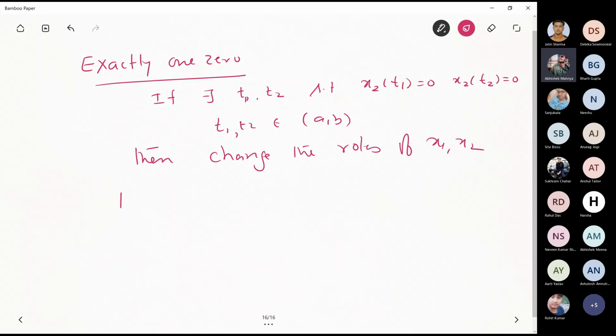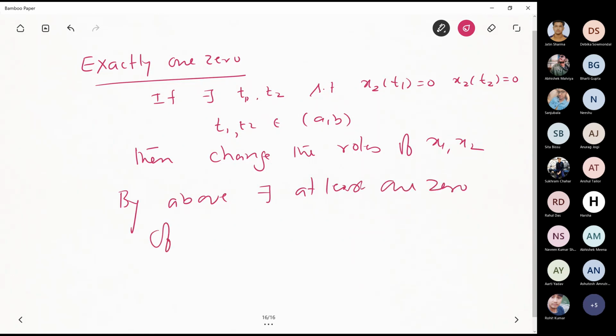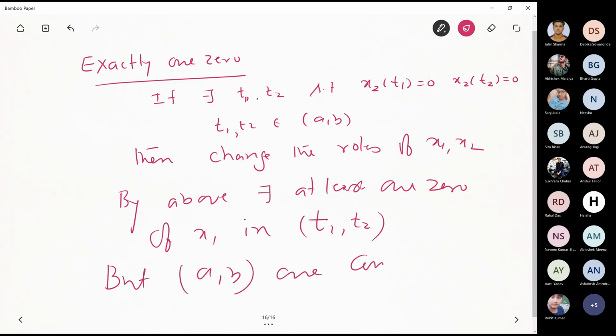Yes, so by the hypothesis above, there exists at least one zero of x1 in T1, T2. But we assumed that a and b are consecutive zeros of x1, x2. So this is again a contradiction. Therefore, between any two zeros of one solution, there is exactly one zero of the other solution. So this is known as Sturm's oscillation theory.